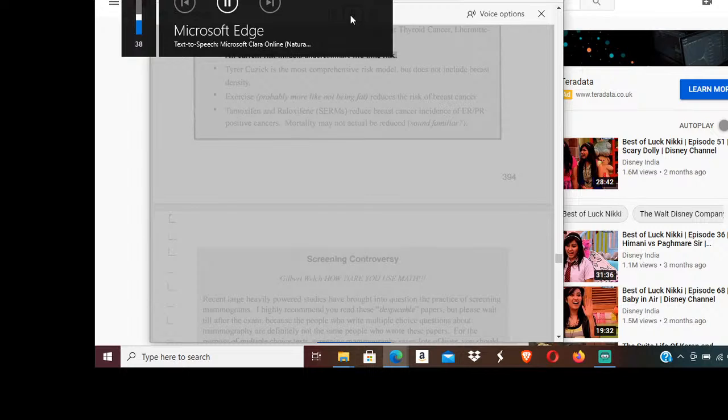All current risk models underestimate lifetime risk. Tyrer-Cuzick is the most comprehensive risk model, but does not include breast density. Exercise, probably more like not being fat, reduces the risk of breast cancer. Tamoxifen and raloxifene, SERMs, reduce breast cancer incidence of ER/PR positive cancers. Mortality may not actually be reduced. Sound familiar?